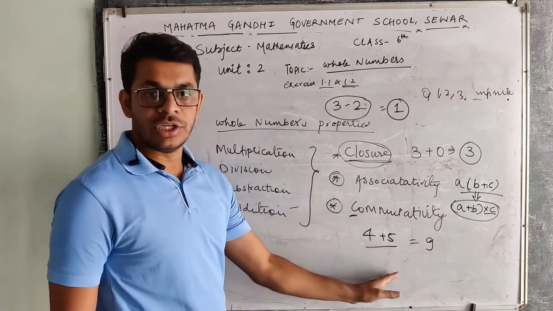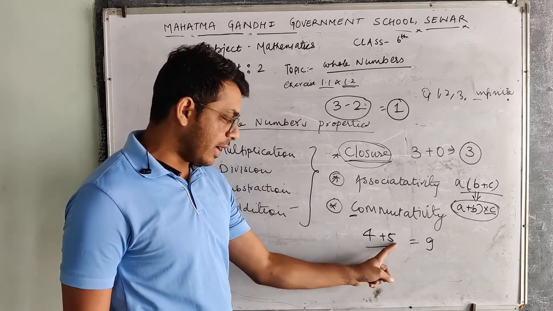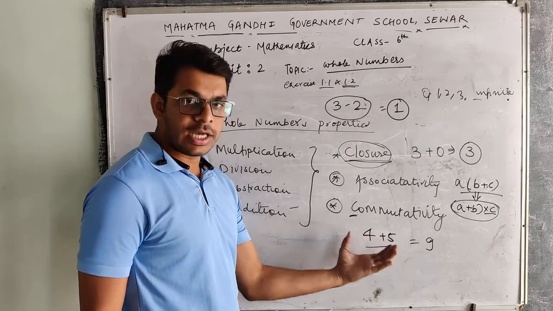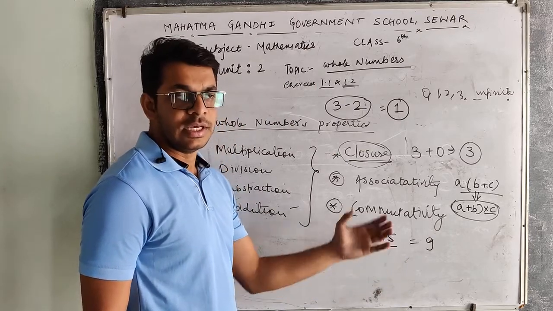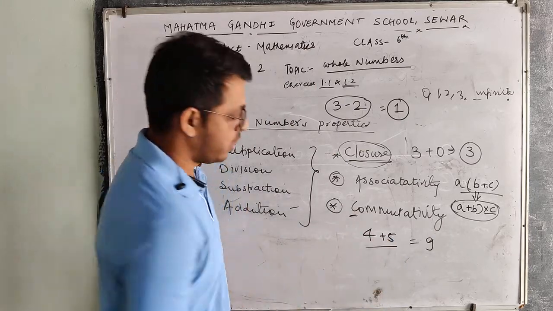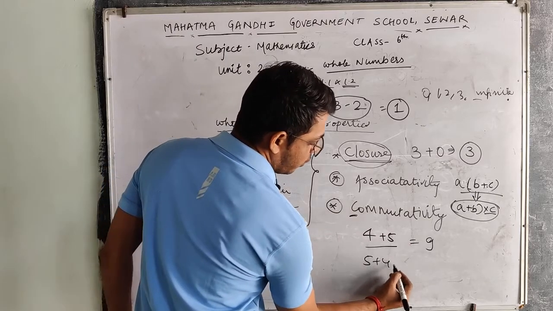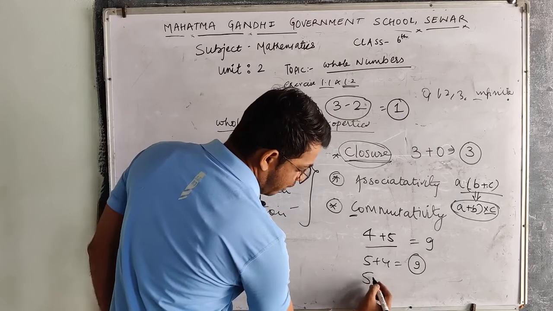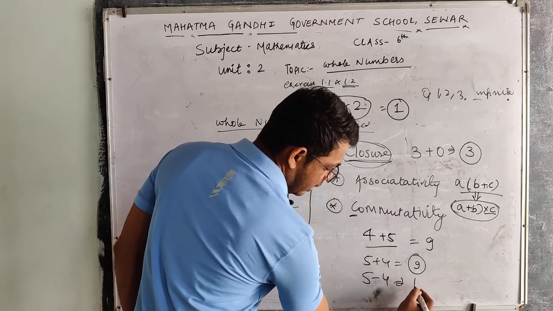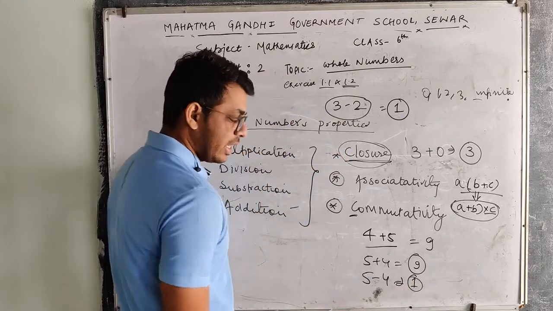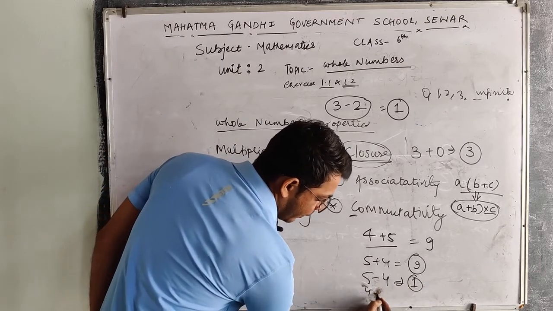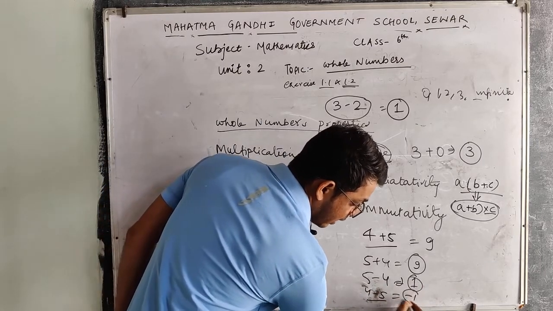If I change the sequence of these numbers, if I place 5 in place of 4 and 4 in place of 5, if I alter the sequence of these numbers, is the result the same or not? If I write 5 plus 4, the result is also the same. If I write 5 minus 4, the result is 1. But if I exchange the numbers, what will be the result? 4 minus 5, the result is minus 1.